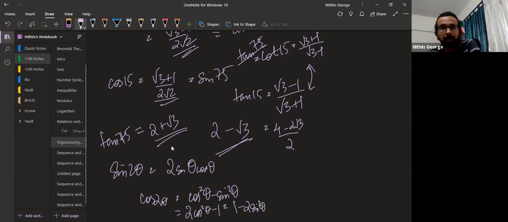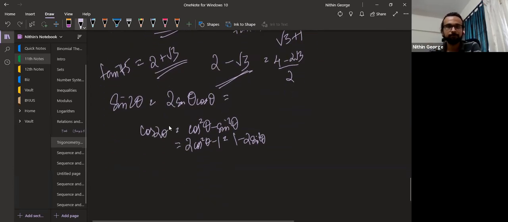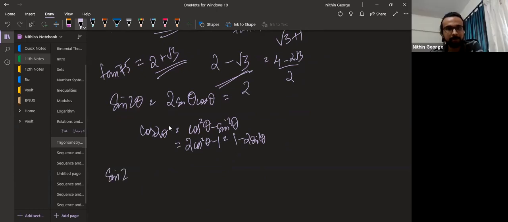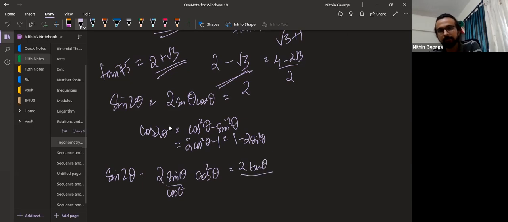Now, can you write sin 2 theta in terms of tan theta? Yes, sir. How do you do that? Tan theta divided by 1 plus tan theta. Where did we get that from? Sin 2 theta can be written as 2 sin theta into cos theta. I will write this as cos square theta divided by cos theta. So it becomes 2 tan theta here, and cos square theta I'll write as 1 by sec square theta. Sec square theta I'll write as 1 plus tan square theta.